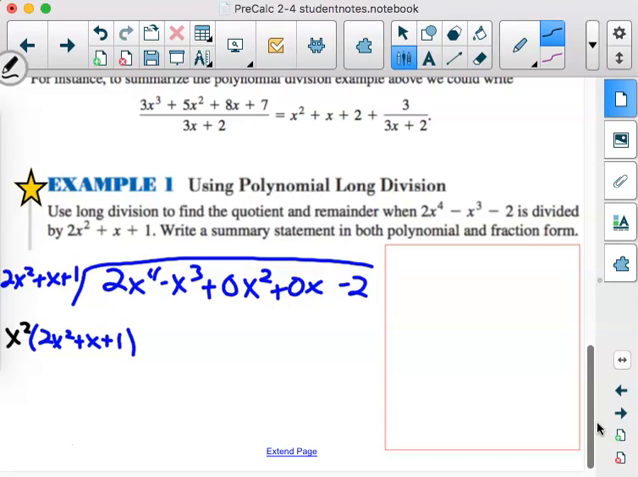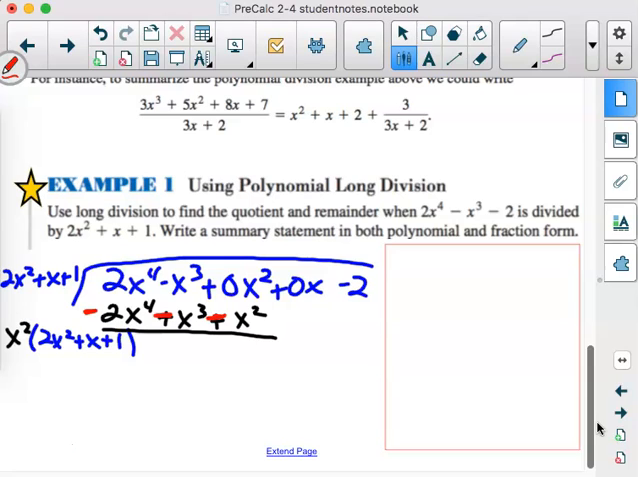And that will give me 2x to the fourth plus x cubed plus x squared. And that's why I mentioned earlier having those 0 in there. Having that 0 in there is going to help with organization. And then we don't want to forget, change the signs. Let's see what happens. 2x to the fourth minus 2x to the fourth is gone.